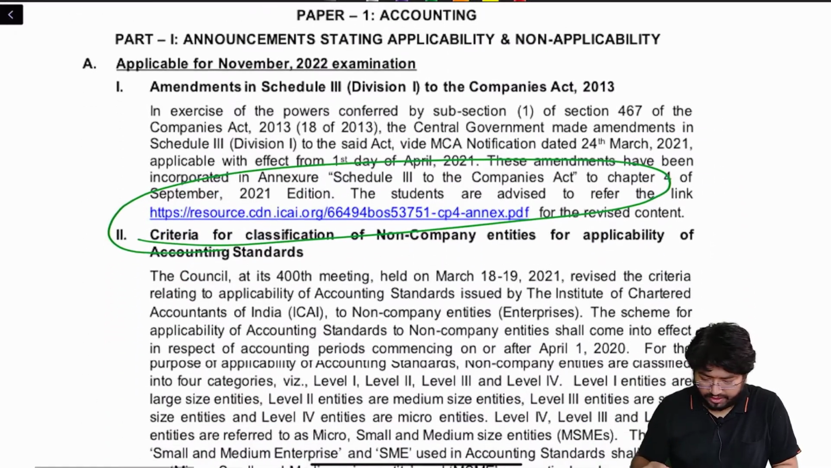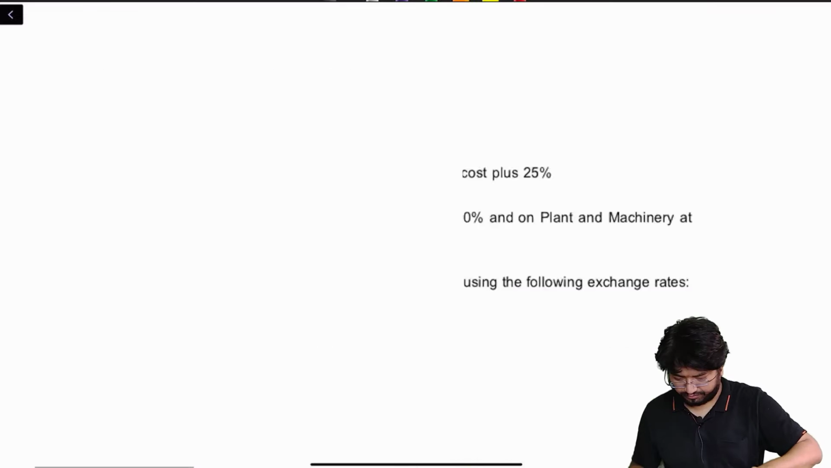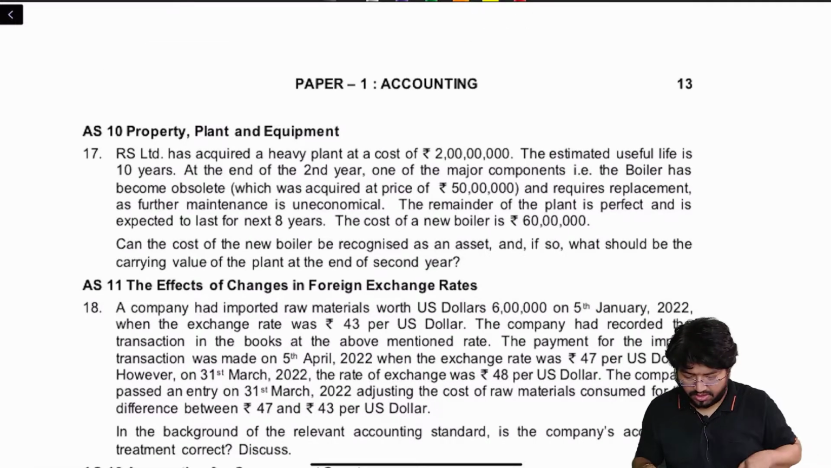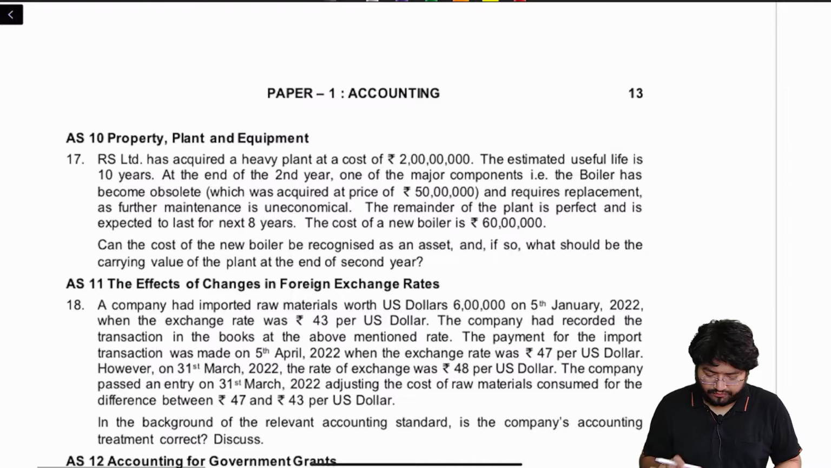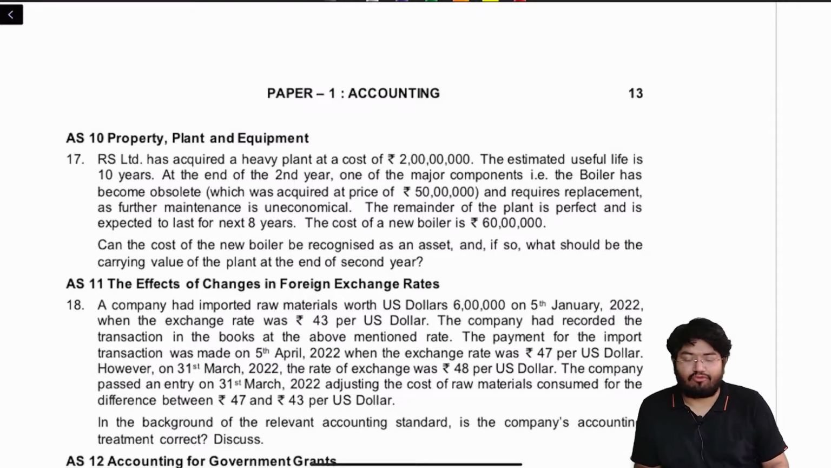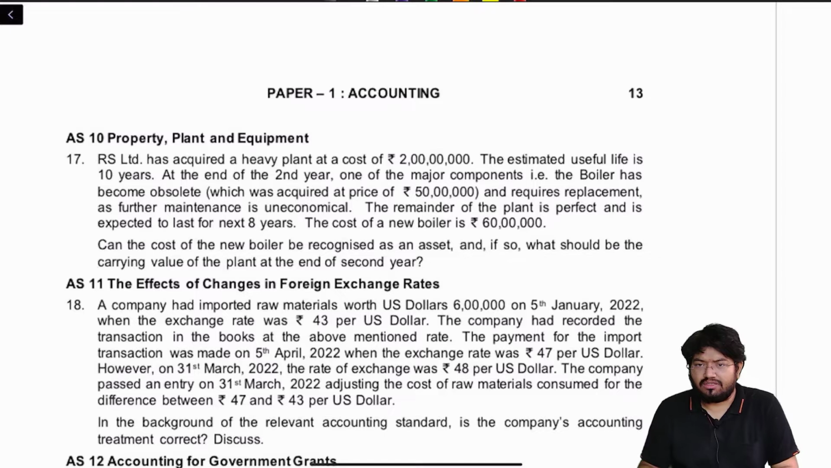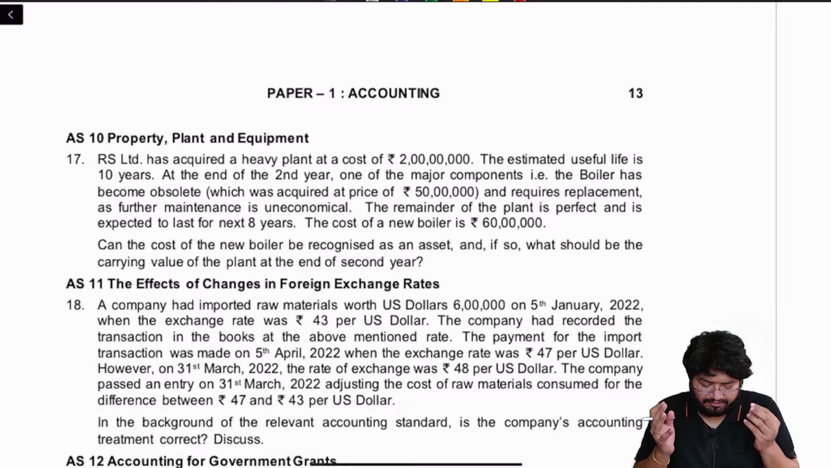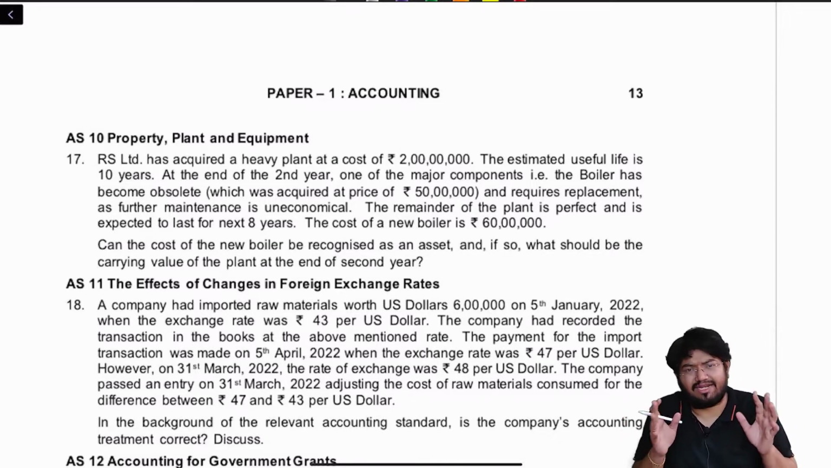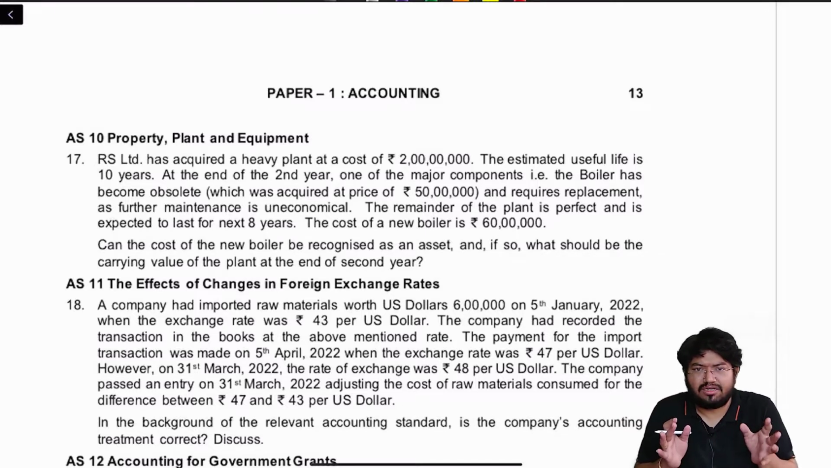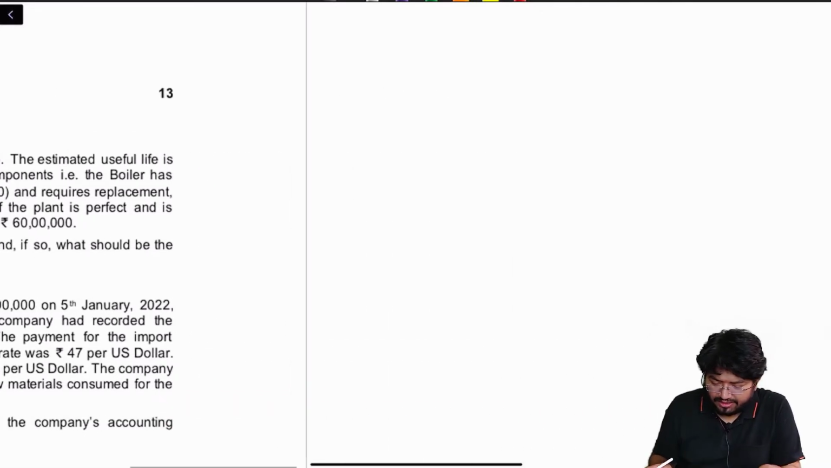Now, what he is saying, let's see. What he is saying is, out of this entire heavy plant, which he has acquired for 2 crores, there are different parts, out of which one particular part has become obsolete in second year itself, and the remaining plant is usable by him for next 8 years, but this particular boiler alone is going to be replaced with a new boiler. Now if that be the case, you can assume that there are 2 parts in this 2 crores of investment.